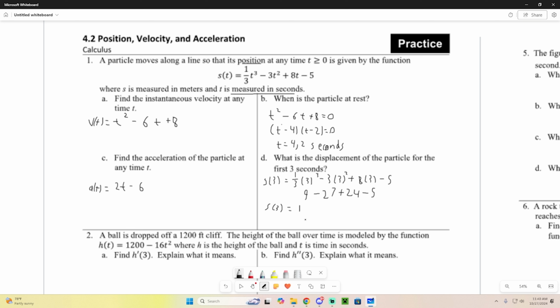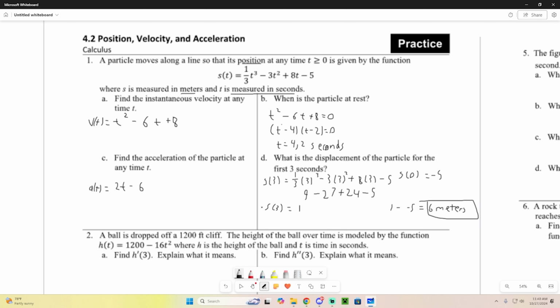So now we need to find s of 0, which we can just plug in 0 into all the t's, and we'll have negative 5. So s of 0 equals negative 5. And then to find displacement, we take our s of 3 and we subtract our s of 0. So we get 1 minus negative 5, which is equal to 6. And our units are measured in meters. So 6 meters is our final answer.